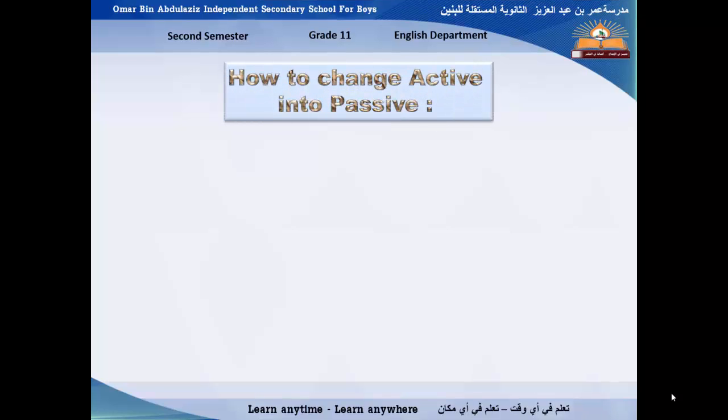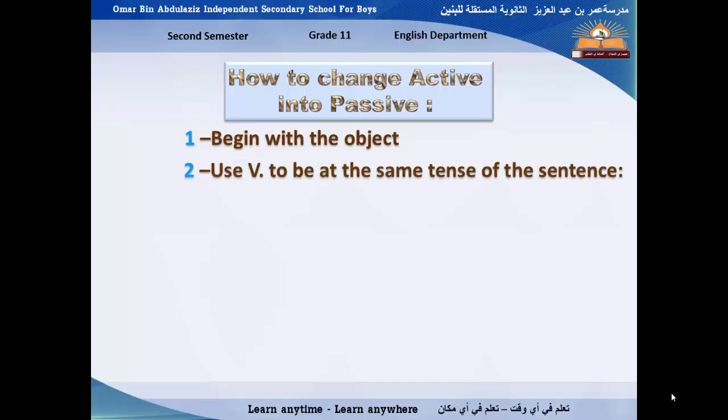Now we would like to know how to change active statements into passive statements. First of all, we have to begin with the object instead of the subject. Secondly, we have to use verb to be after the subject of the statement. If the sentence is in the present simple form, we have to use verb to be in the present simple form, which is am, is, or are.